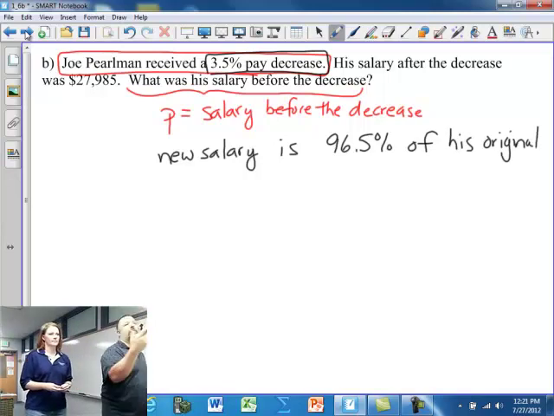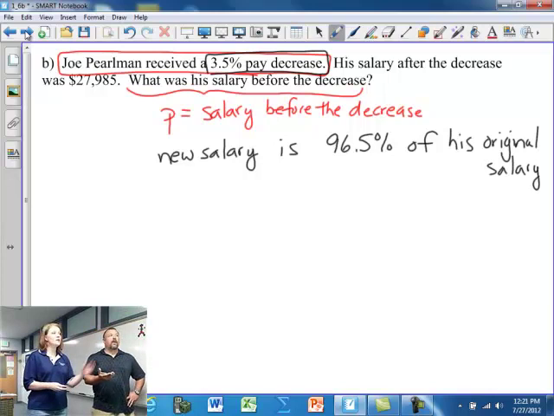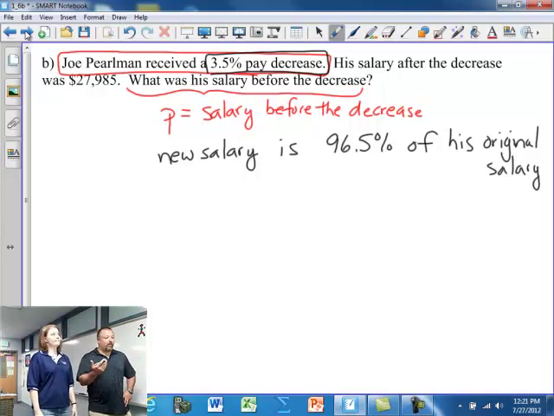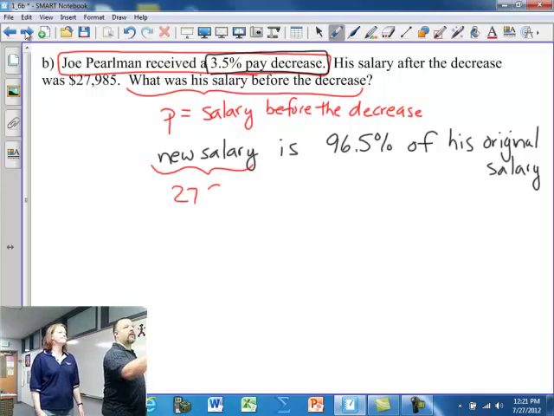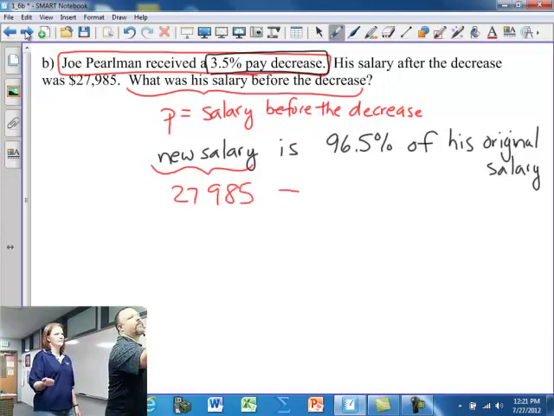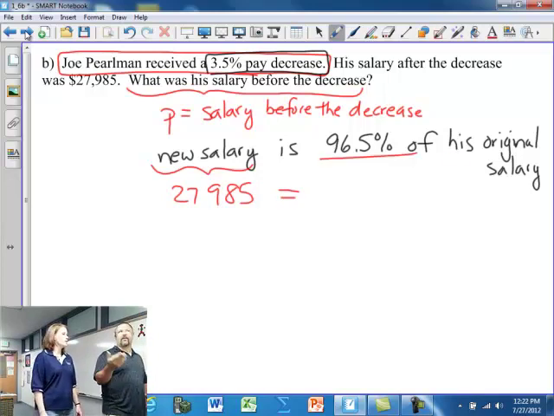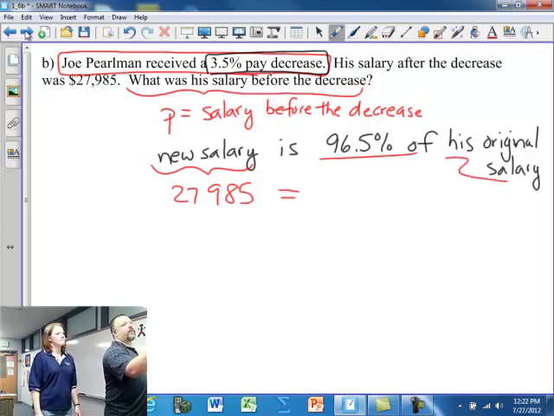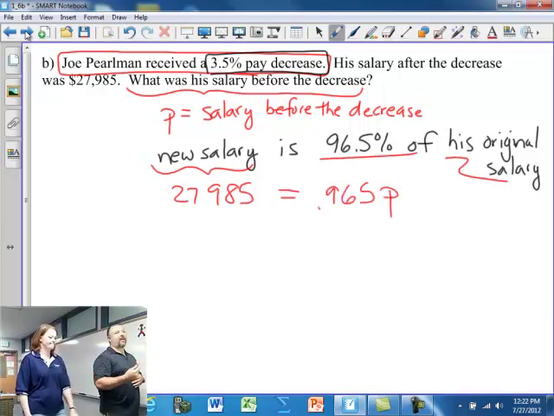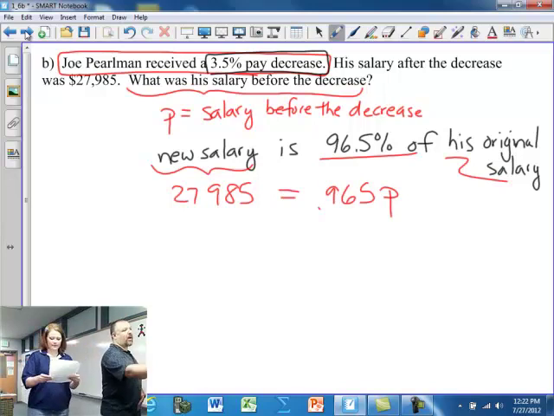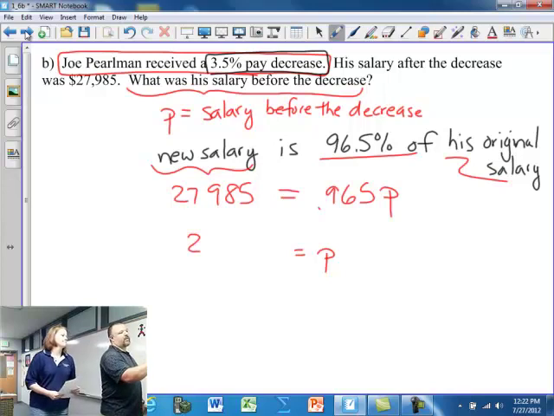Now, this is not specifically mentioned in so many words, but that's what this problem says. And if you can get it into that sentence, now you can get it into the letters in the equation. You don't have to write it down, but it helps if you're having a hard time with it. So his new salary is given to us. Is means equals. 96.5% of something means we multiply the percentage times that salary. So 0.965 times P, his original salary. Now we just have to solve. Divide by 0.965. I already did that. Original salary turns out to be, was it $29,000?